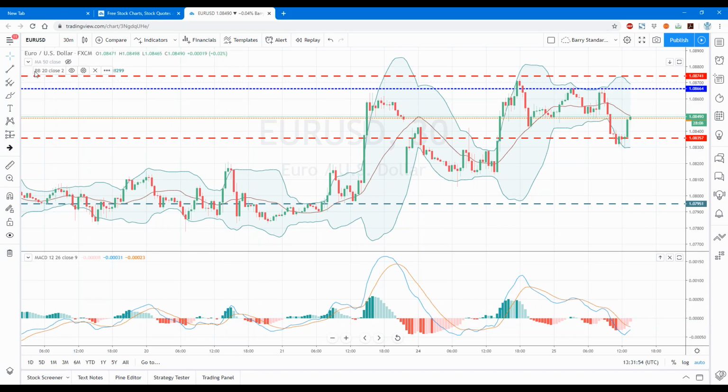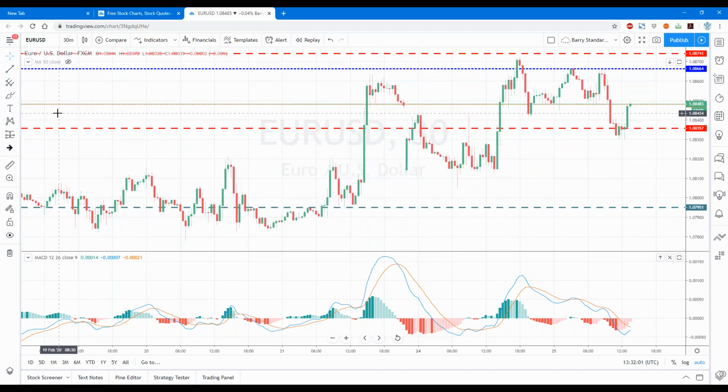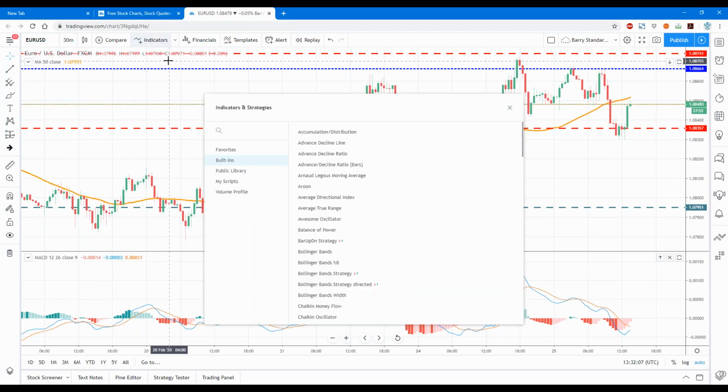Then we have a simple moving average, and we combine that with the second moving average.